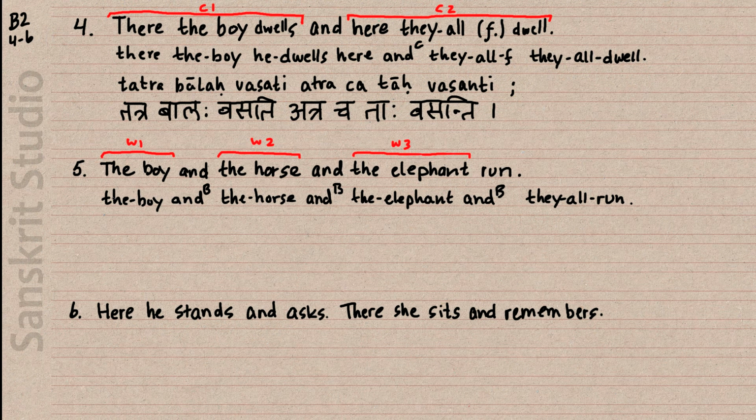Okay, so now we transliterate. The boy is balaha, singular nominative, balaha cha, and the horse is ashvaha, and the cha, and the elephant is gajaha, cha. And then they are running, dhavati, but in plural, so dhavanti.